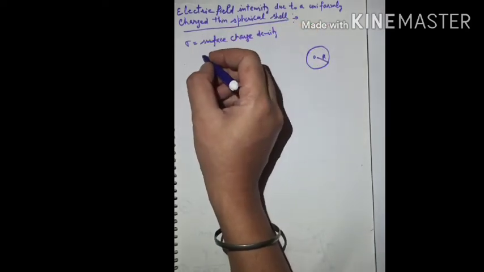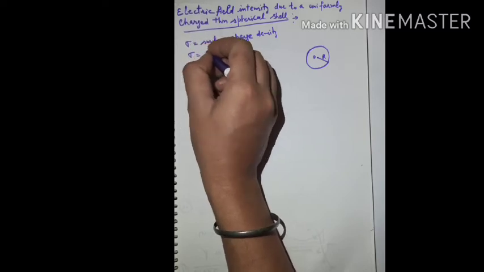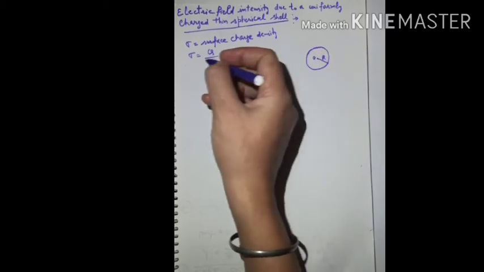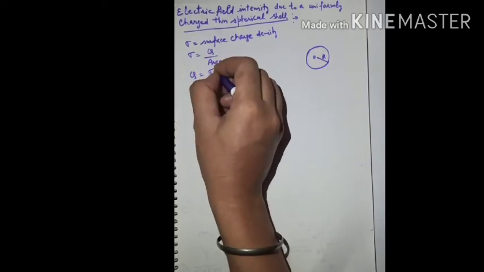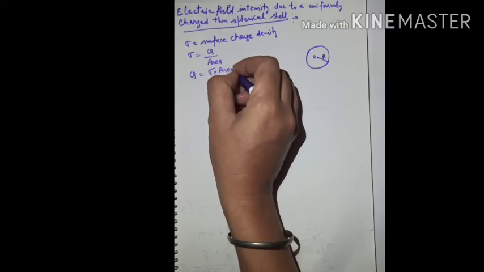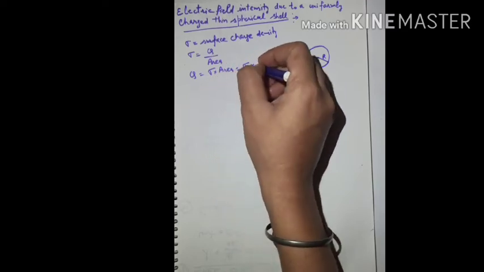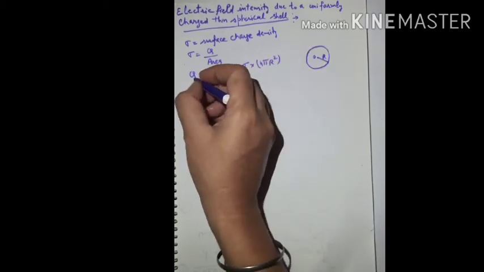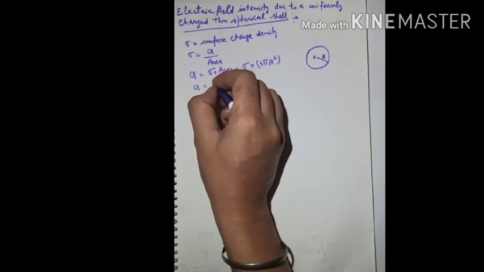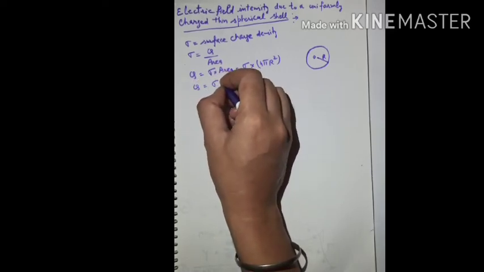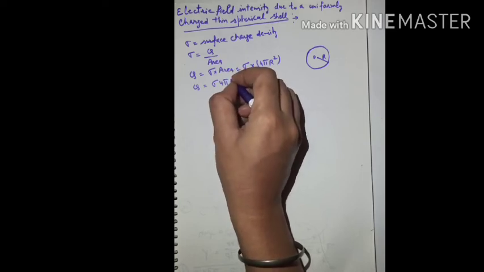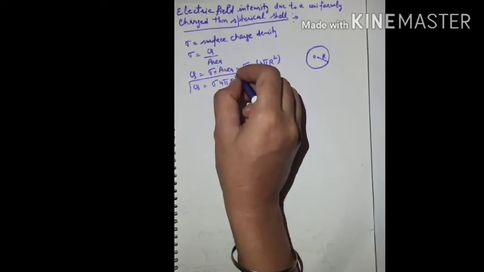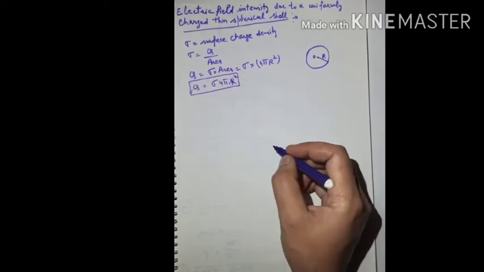The total charge on this shell is given by, because we know that sigma is equal to charge per unit area, the surface charge density. So from here, charge is equal to sigma into area. The area of a sphere is 4 pi r square. So Q is equal to sigma into 4 pi r square. This is the charge on this spherical shell.